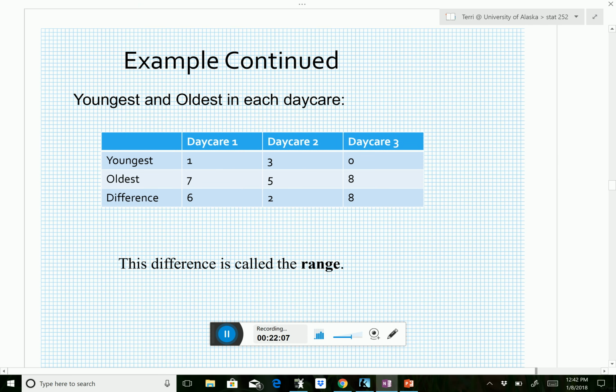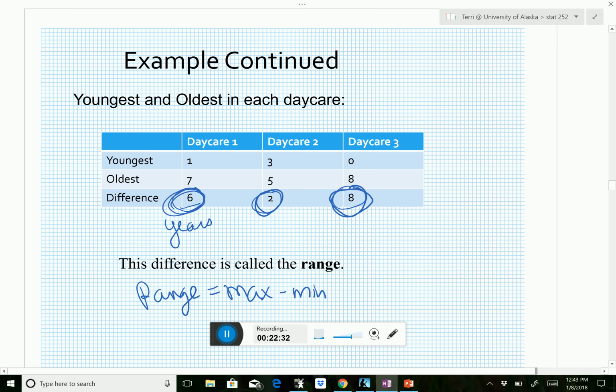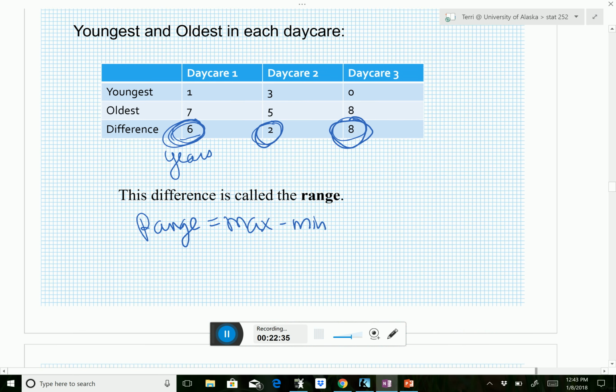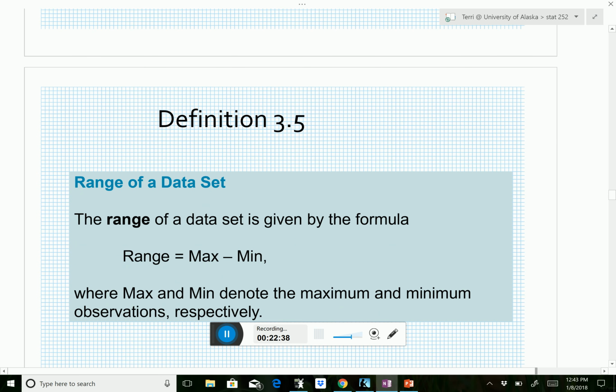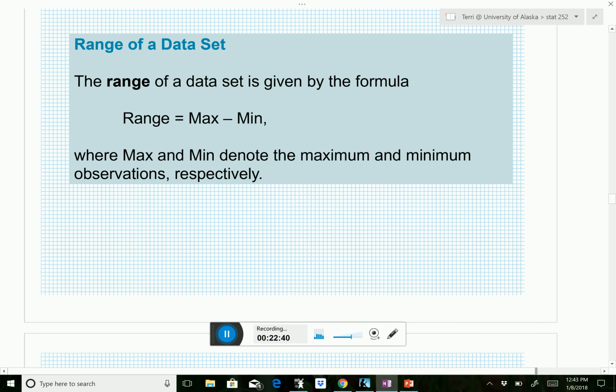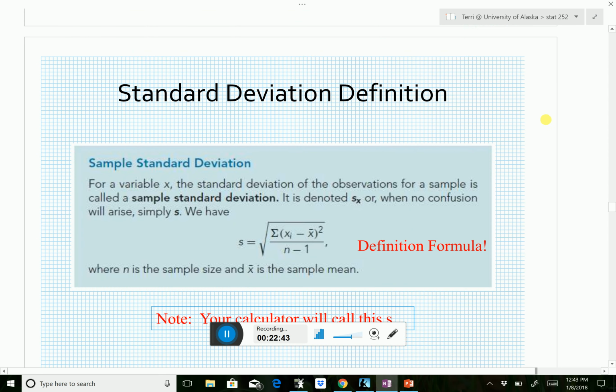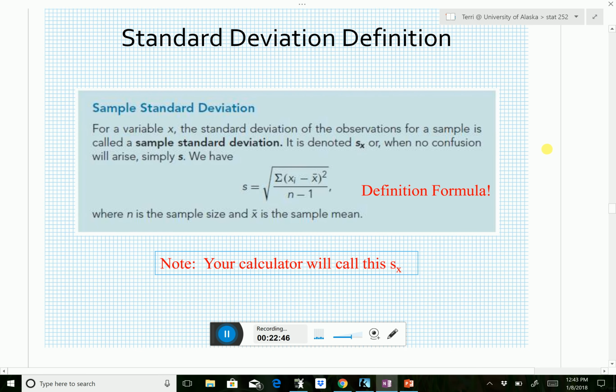So, look at the oldest and youngest. This is called the range. Here, our difference is 6 years. So my range is my max minus my min. In this case, there's a 6-year range of children in this daycare. Here there's a 2-year range, and here there's an 8-year range. So the ranges are very different in each one of these daycares. And this gives you the formal definition, which I just said. Okay, so let's talk about standard deviation a minute.